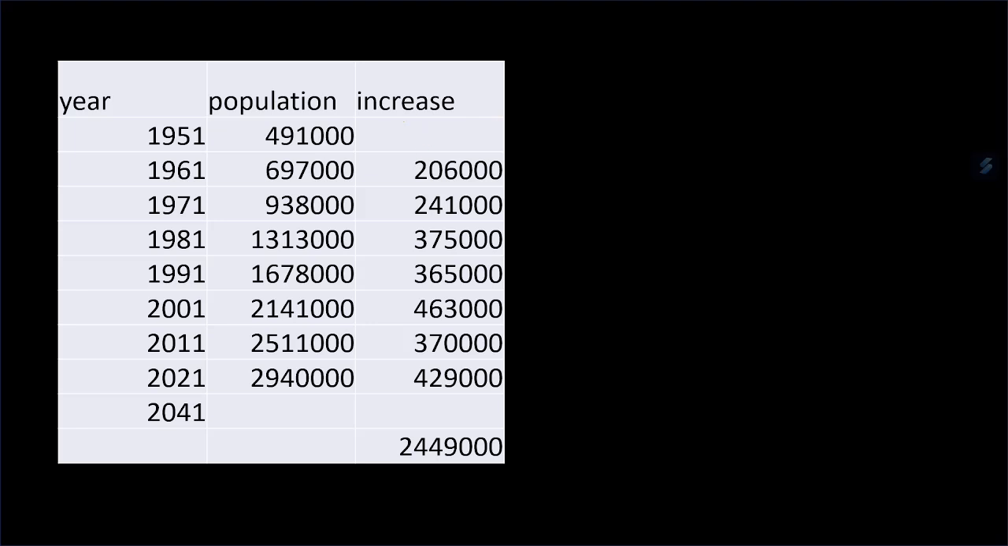Now here, in the third column, I have found out the increase. So increase is nothing but the population in 1961 minus 1951. So how did I get this? It is nothing but 6,97,000 minus 4,91,000, which gives the increase. So similarly, I have found out all this column, and then this column is summed up.